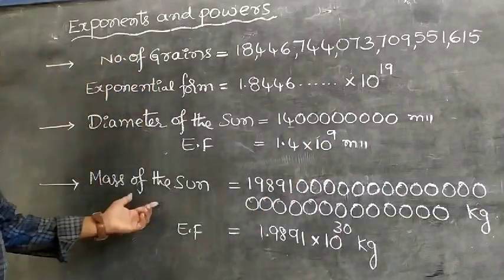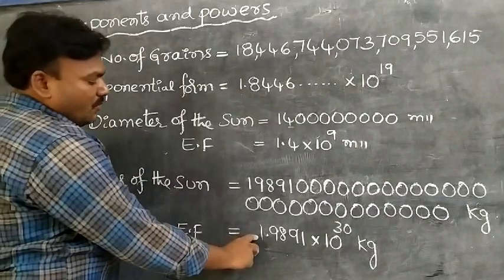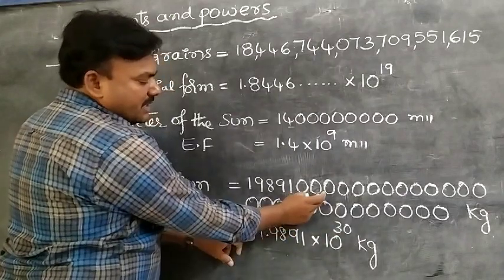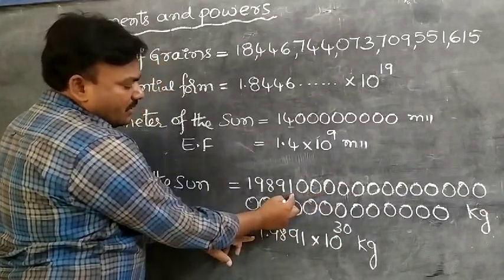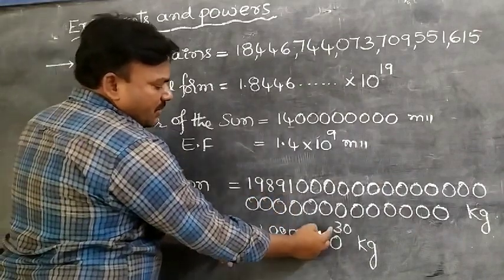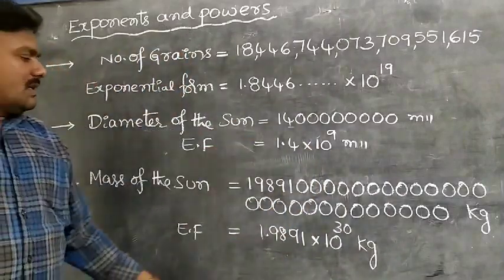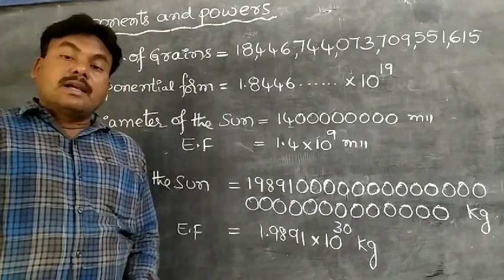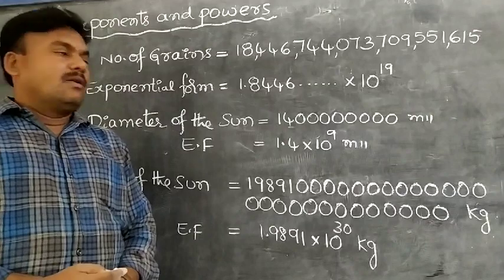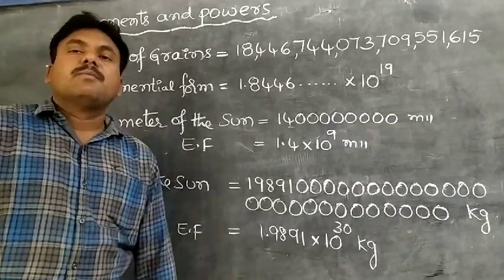In the same way, the mass of the sun expressed in exponential form equals 1.9891 into, with 26 zeros, and counting on, 27, 28, 29, 30, into 10 power 30 kilograms. Observe these exponential forms. It is easy for our mind to recognize them. So, what is exponential form? And what is an exponent, what is a base, and what is another name for exponent and power?